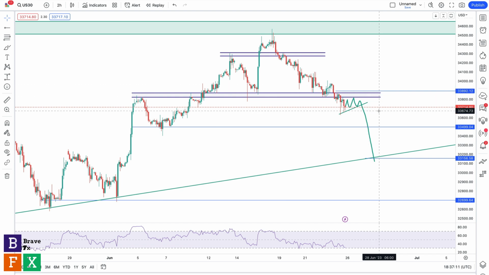So that's it briefly for US30. I wouldn't be going long right now, but if I see any changes in the market that signals a potential bullish move, I'm going to share those updates in our Discord.